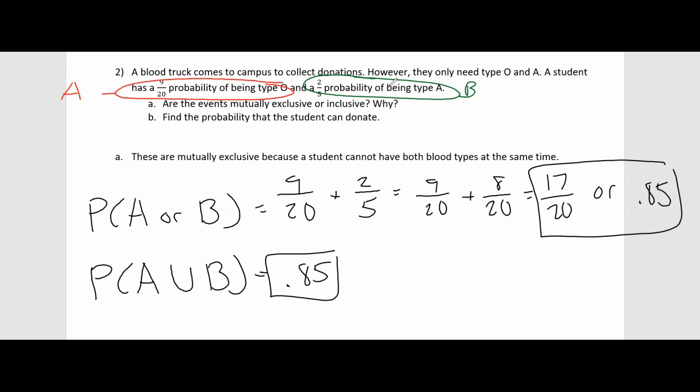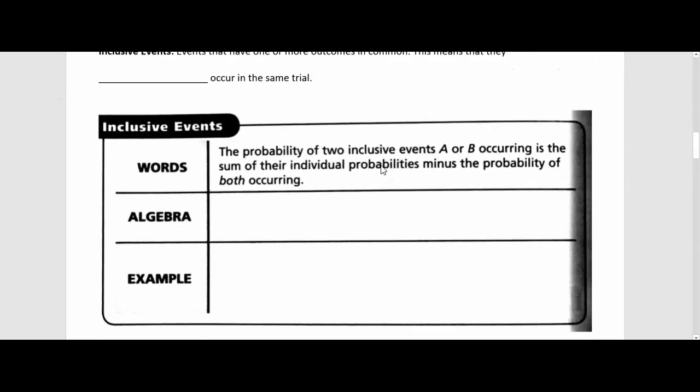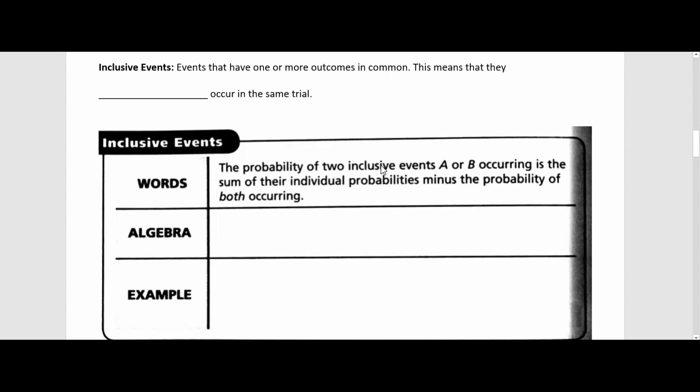Okay, let's go ahead and look at inclusive events now, where there is some overlap. Inclusive events are events that have one or more outcomes in common. This means that they can occur in the same trial. So an example would be having a die and saying, I want to roll either a 1 or an odd number. Well, because 1 is also odd, some of your outcomes will overlap. You have a favorable outcome for 1 because you want to roll a 1, and then you have favorable outcomes of 1, 3, and 5 based on the odd numbers. But notice that 1 is a part of both categories. So working out these probabilities is a little different than it is for mutually exclusive events.